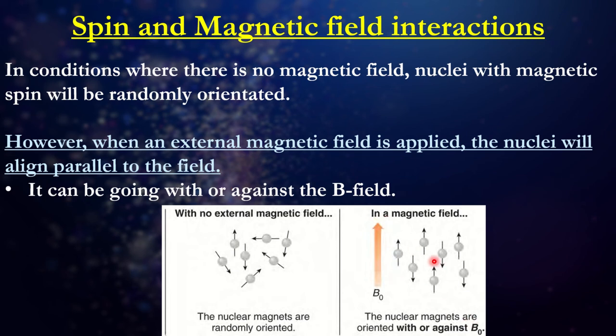So in this diagram that we have here, you can see the direction of the magnetic field is directly up. And then you can see that the charges are either aligned parallel with the field in that direction, or aligned parallel against the direction. Okay, and it's at this point where some nuclei can be going with or against. That's the interaction we're going to try and harness to identify particular structures of organic substances.